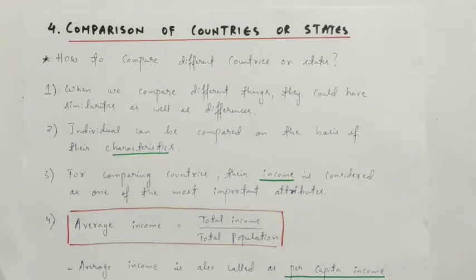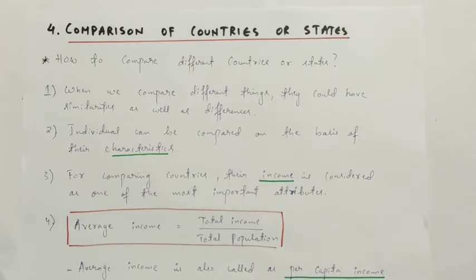But since countries have different populations, comparing total income will not tell us what an average person is likely to earn. So we will calculate the income of the country as an average income. It is more reliable than just the total income. What is average income? Average income is the total income of the country divided by its population. This is the formula for the average income. And average income is also called per capita income. Per capita income means the income per head.